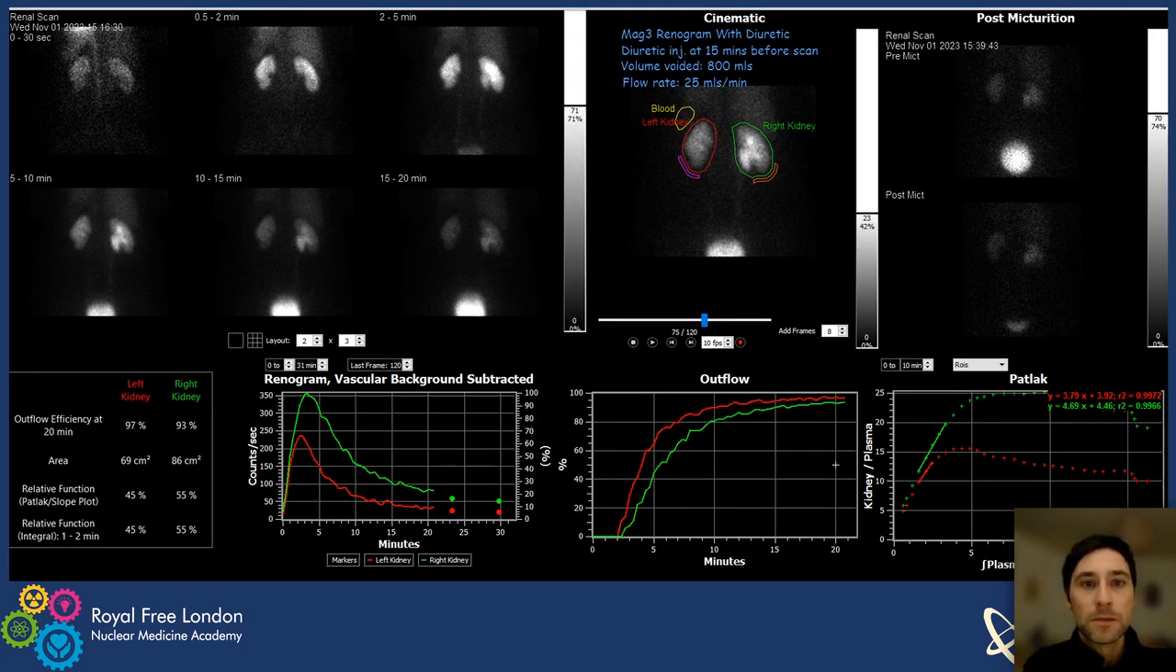We currently use Hermes software for processing at the Royal Free. This shows the typical renogram results page which the clinicians review when formulating their reports. Over the next few slides, I will discuss the individual components conveyed here and best practice methods for achieving accuracy.